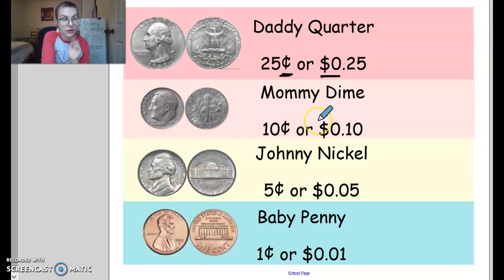Then there's Johnny Nickel, their son, worth a little less than Mom, 5 cents. And then finally, Baby Penny, which is worth 1 cent. You can see that these coins have the front side and the back side of them facing you. So it's not that there's 2 coins in front of you. It's that I wanted you to see what the front of the coin and the back of the coin looks like, because it's going to be important later.